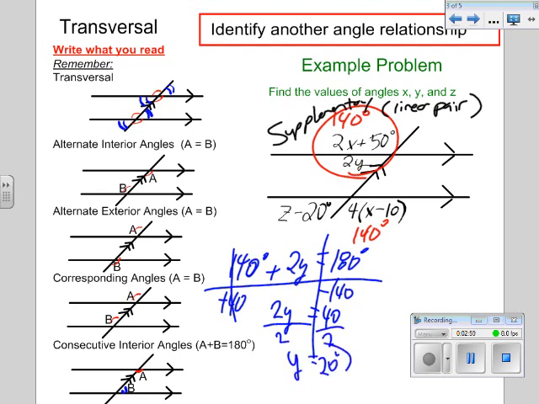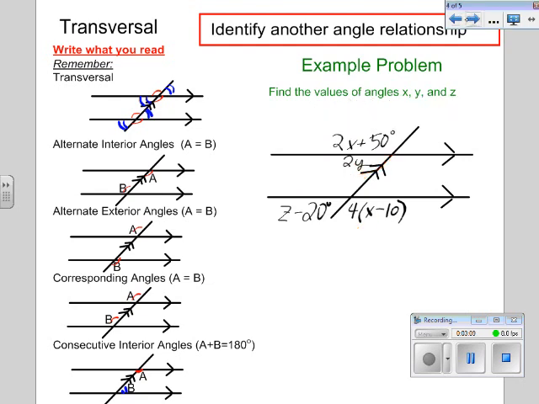Once you figure out y, you can plug that back in. So 2 times y would be 40 degrees. And you'll recognize that 40 and 140 add up to 180 degrees. Alright, so we can replace all the variables.